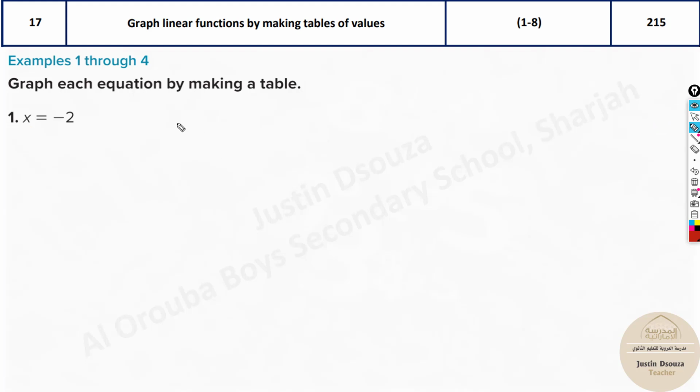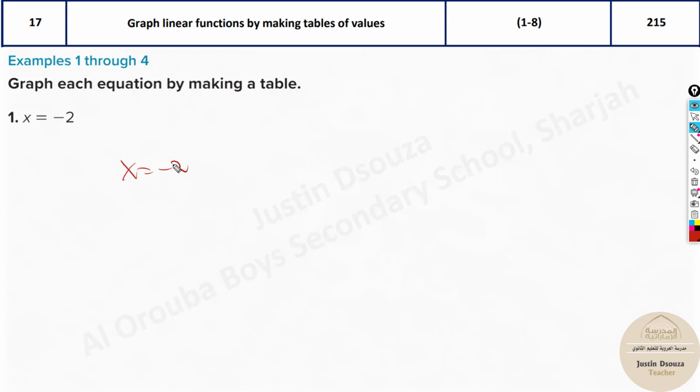Let's try this. It'll be y equals some coefficient. Let's take it as mx plus b. This is the slope intercept form. Just giving an example, y equals 2x plus 3. This would be the equation generally. But now look here, there is no y term at all. What does that mean? This means it's only x equals negative 2, right?